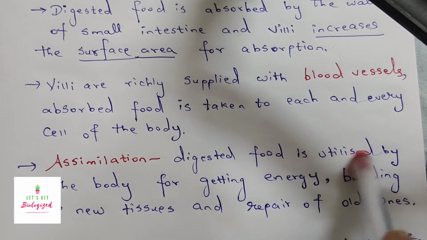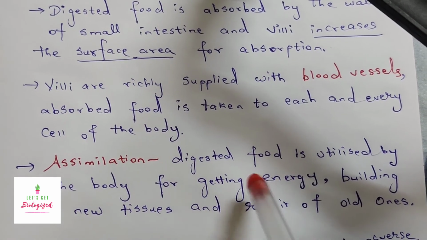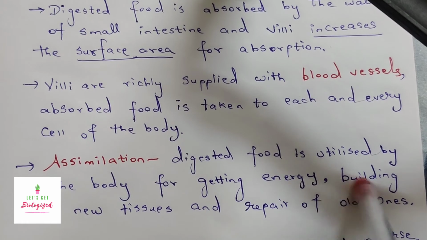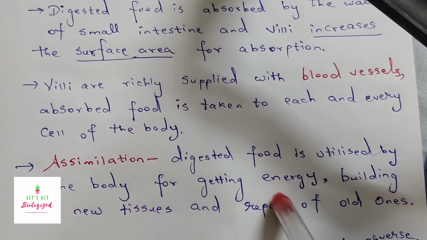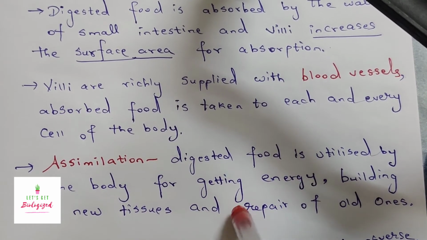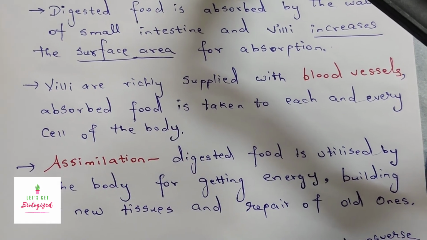Assimilation is where the digested food is utilized by the body and the cells for getting energy, building up new tissues, and repairing old ones. This is called assimilation.